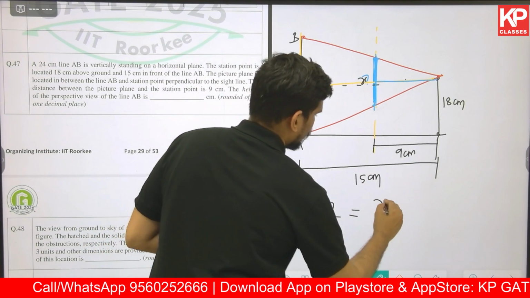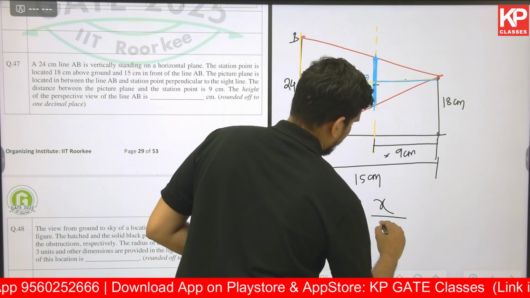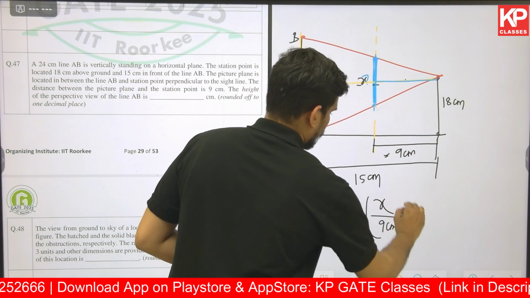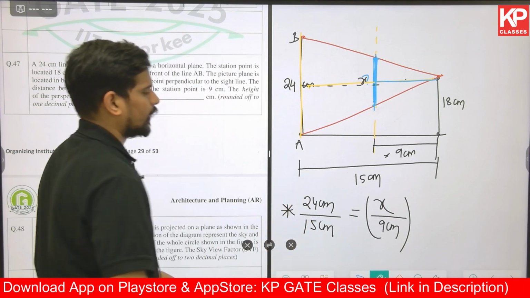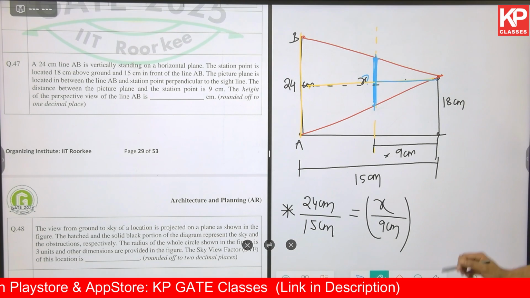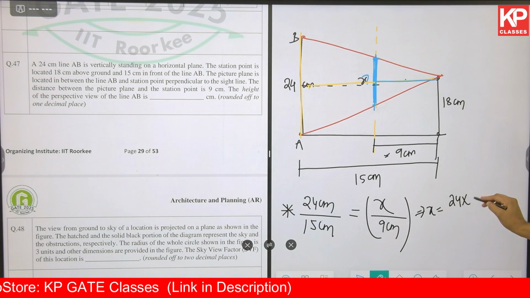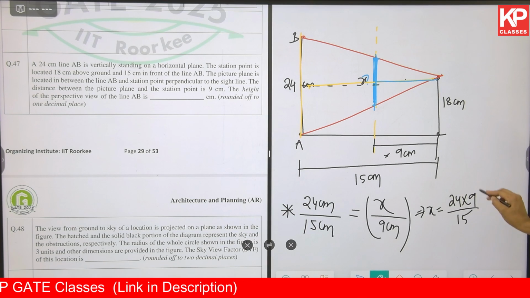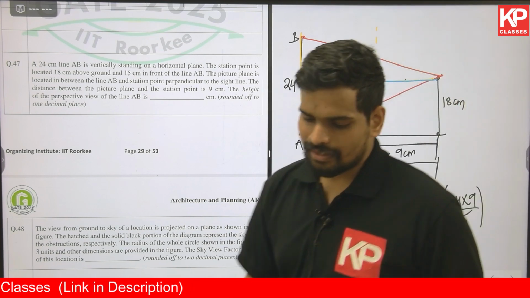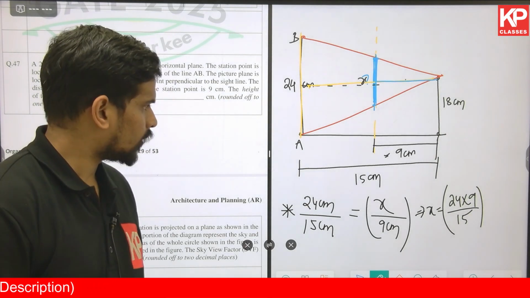That is the projection length you need to find out, x, divided by the height of the smaller triangle, which is 9 centimeters. As simple as that. Simplify this and you'll get the value of x. x will be equal to 24 into 9 divided by 15. The similar triangles approach is being applied in this question, and you'll get the answer.